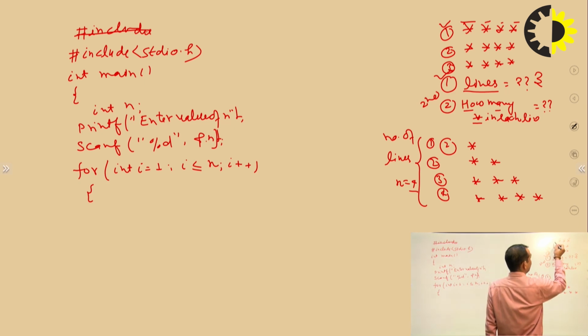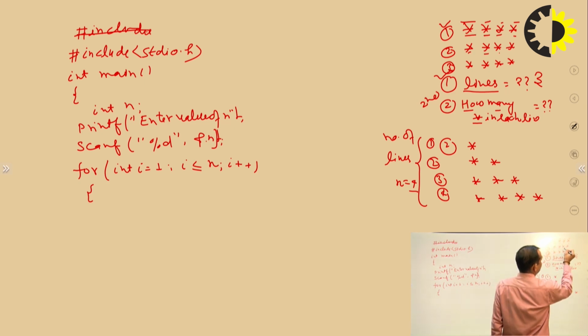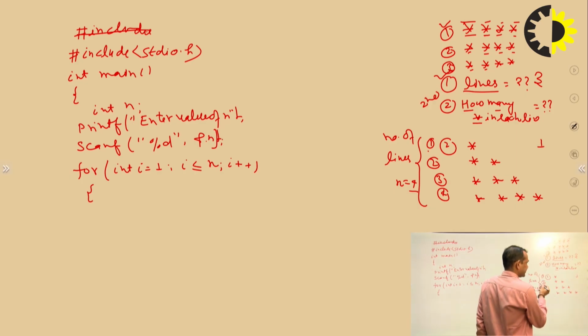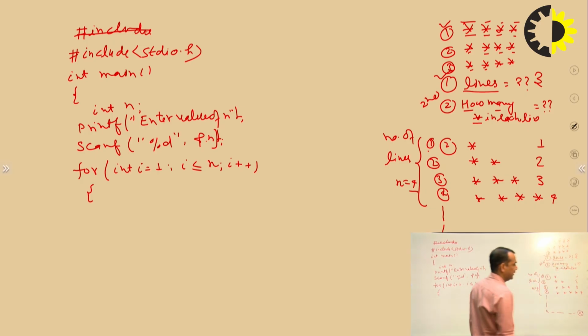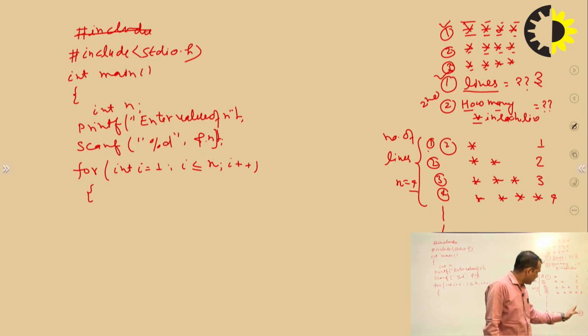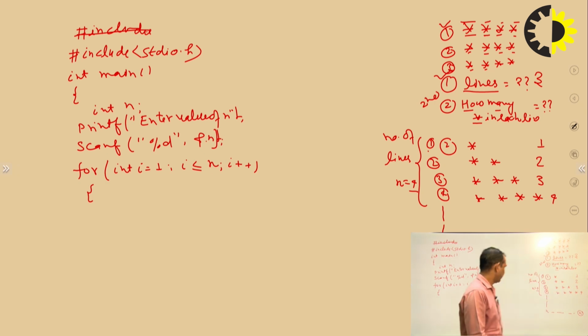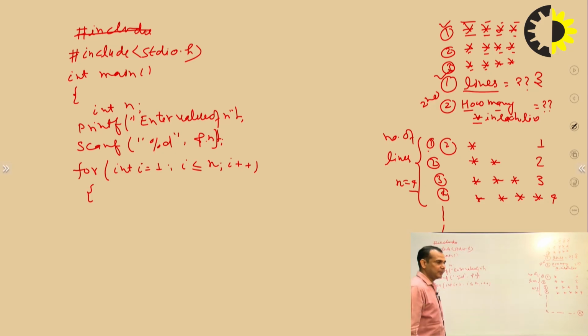In this case the number of stars in each line is equal. But here, for the first line the number of stars is 1, for the second line it is 2, for the third line it is 3, and for line 4 the number of stars is 4, and we can increase it up to n. So for n lines, the number of stars we require is n. So we have to find some logic between how many times we apply the loop: the first loop is for i equal to 1, meaning the number of lines.